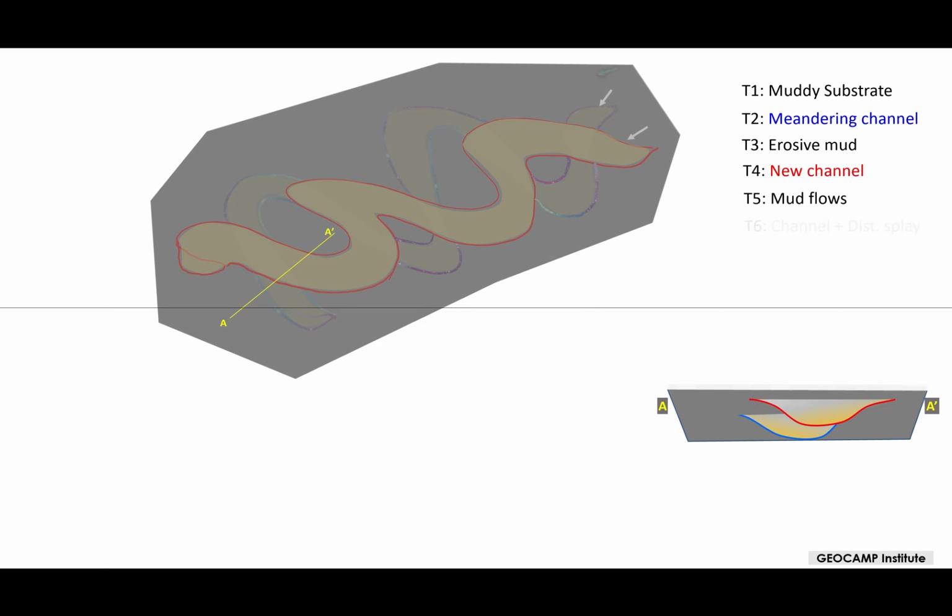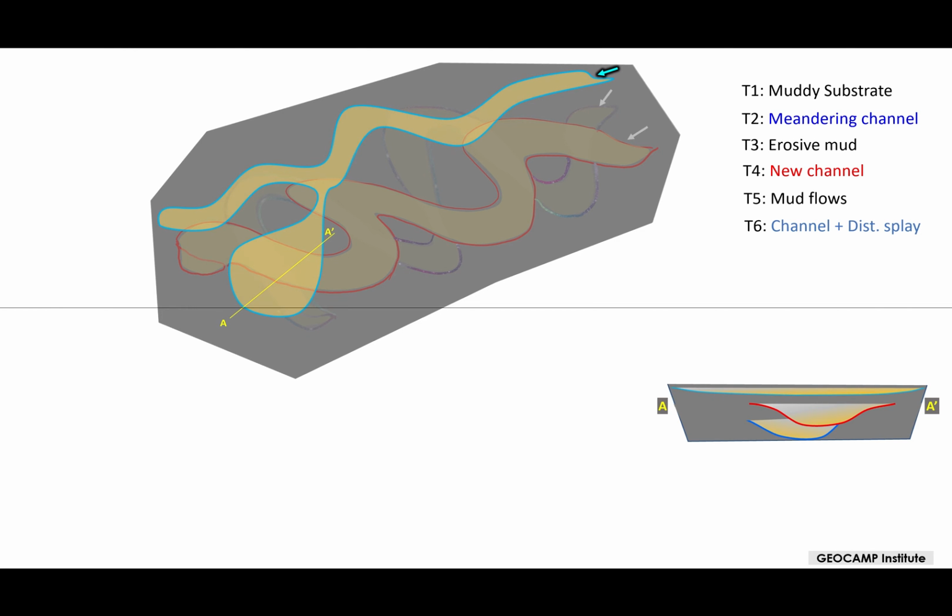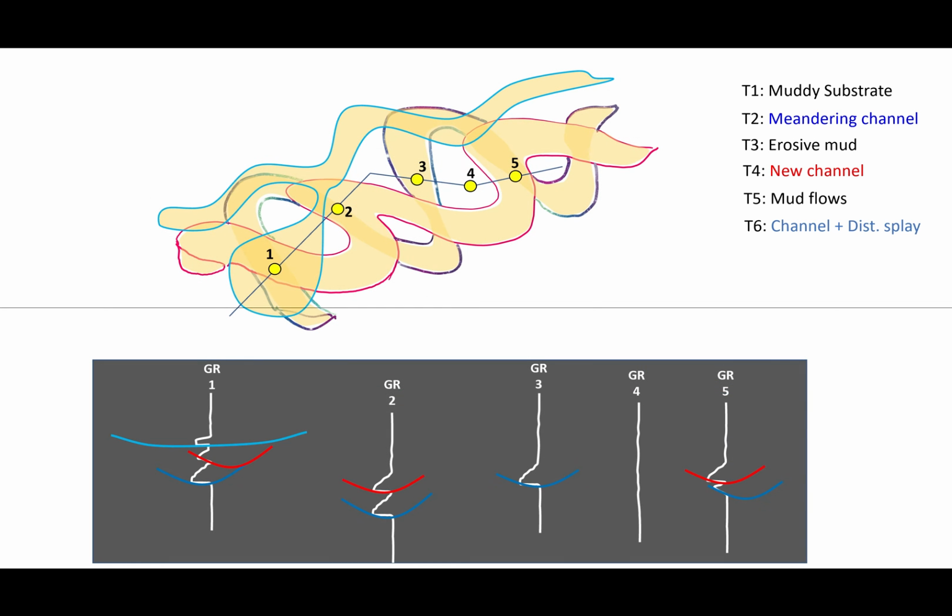And then the process repeats itself up to time T6, where we have a lower sinuosity channel system more to the north, with a splay at the end, at the basal part of it, that takes the shape of a distributive lobe. And let's imagine that we have 5 wells in this area. One will see that these wells are really close to each other, especially well 3 and 4.